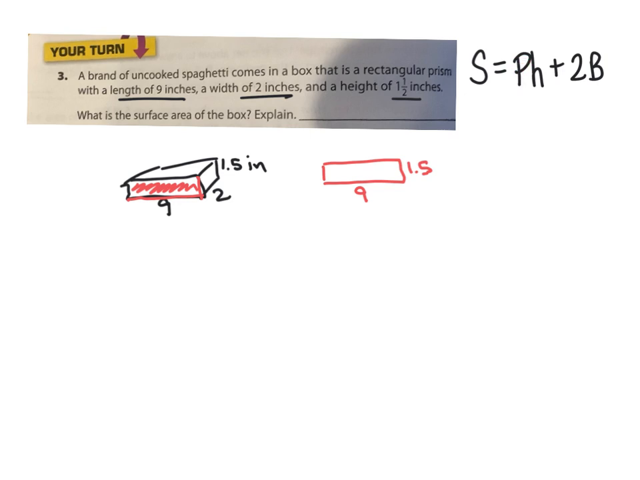Okay, well, that's 9 on this side as well, and 1.5 on this side as well, so I just add that all up. 1.5 and 1.5 together is 3. 9 and 9 is 18, so add that 3 to it, equals 21. So I have a perimeter of 21. So in place of P, I'm going to put 21.